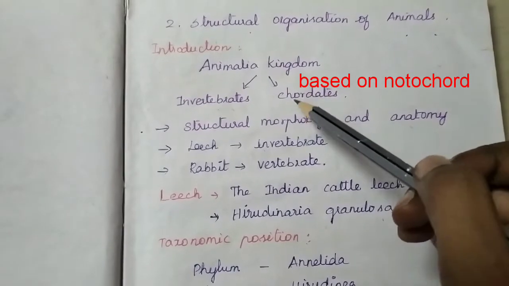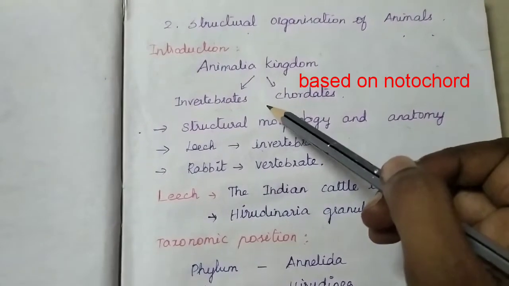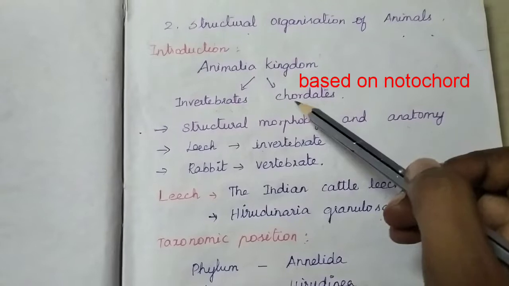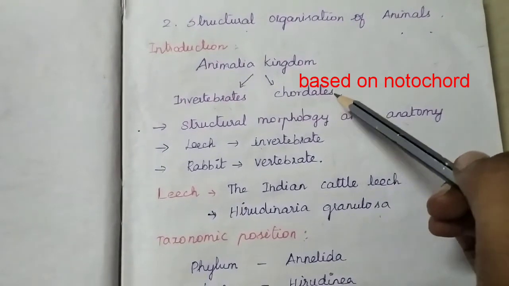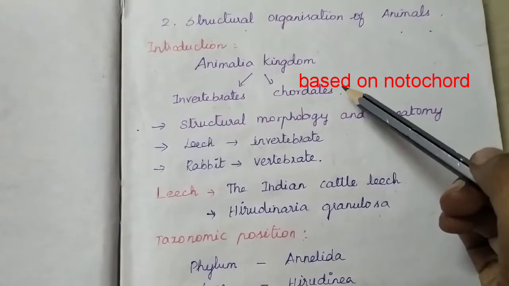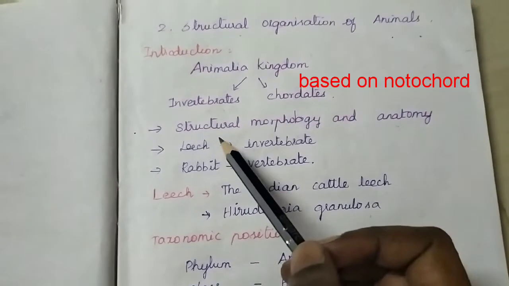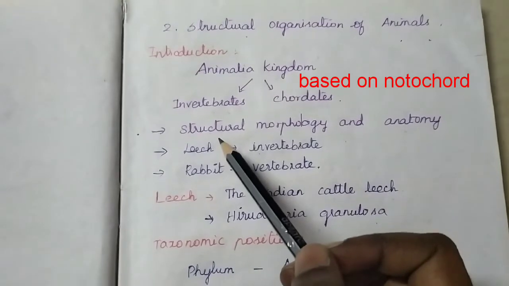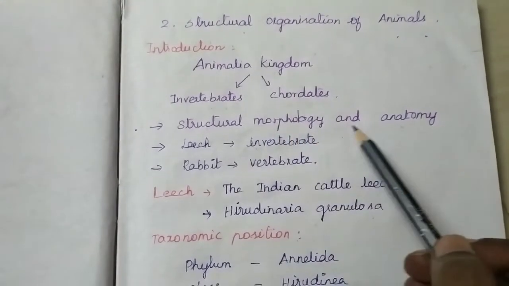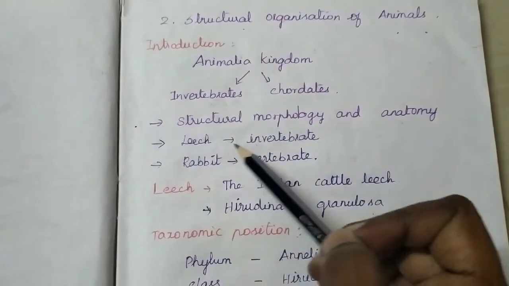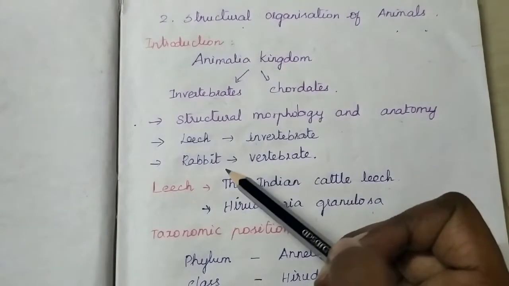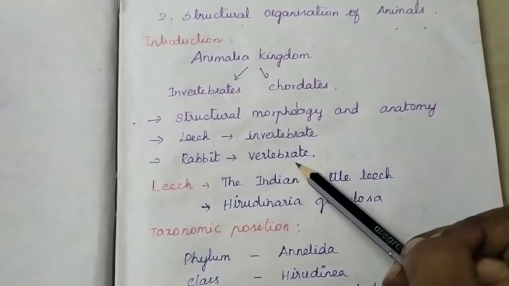So based on the presence of the notochord, the animals are divided into two categories. Chordates, which possess the notochord. Notochord means cartilaginous skeletal rod. In this chapter, we are going to learn about the structural morphology and anatomy of these animals. Leech is an example of invertebrate and rabbit is an example of vertebrate.